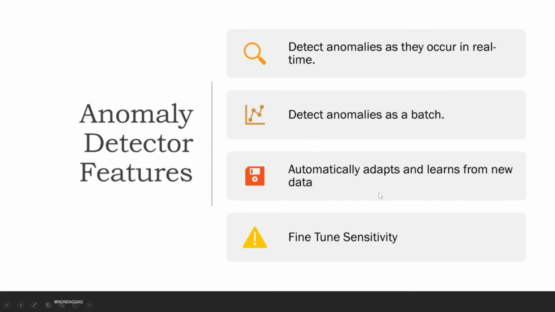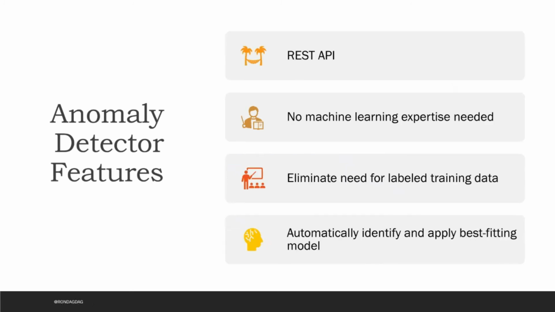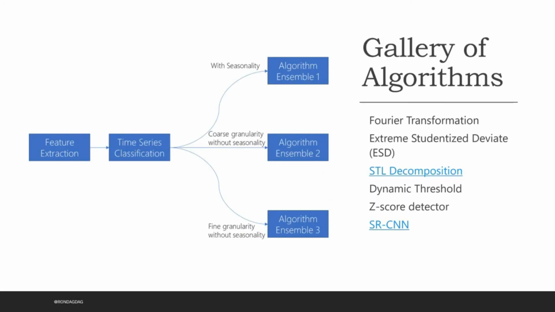You can also adapt and learn. It automatically adapts and learns from new data as you receive it. And of course, you can fine-tune the sensitivity. It is just a REST API, so there's no need for machine learning expertise. It figures out the best algorithm you can use based on the data set that you send it. It eliminates the need for training data and identifies the best fitting model, and in the background there is a series of algorithms that's already pre-implemented for you.